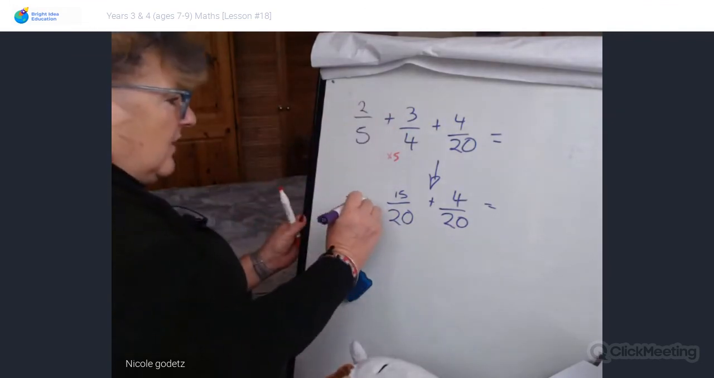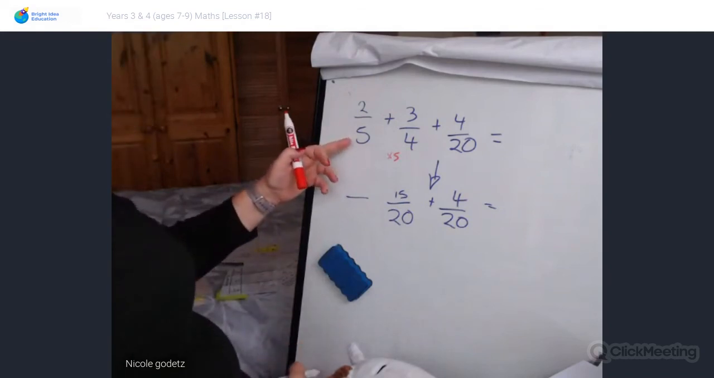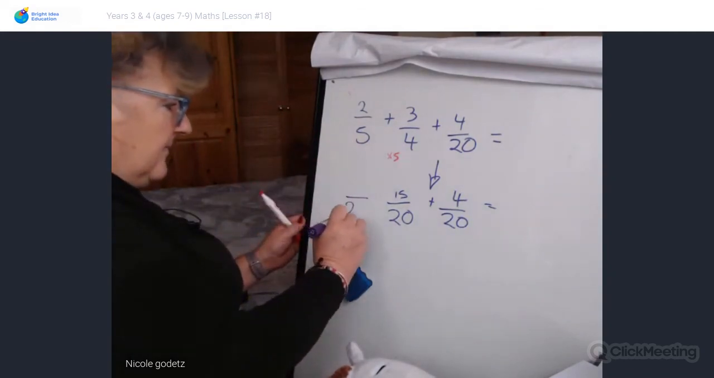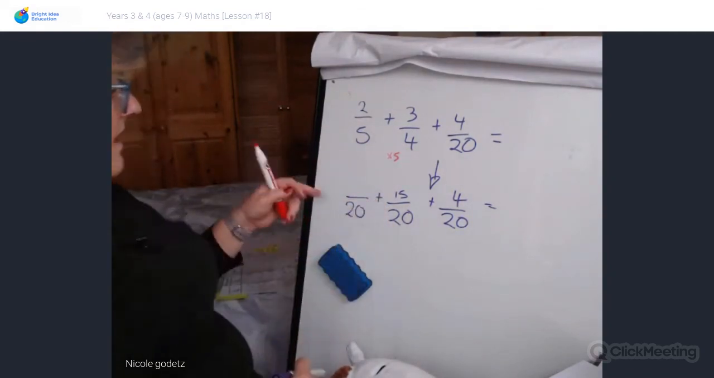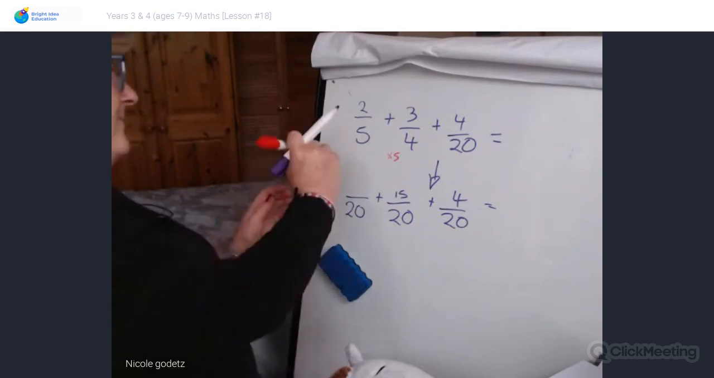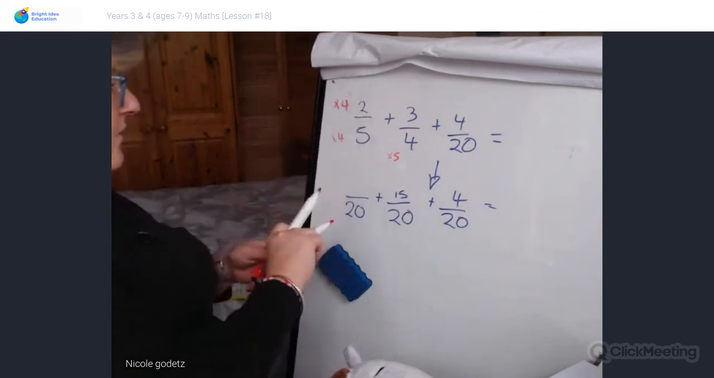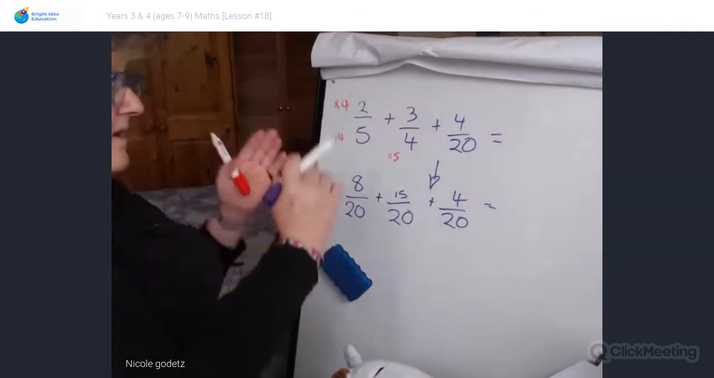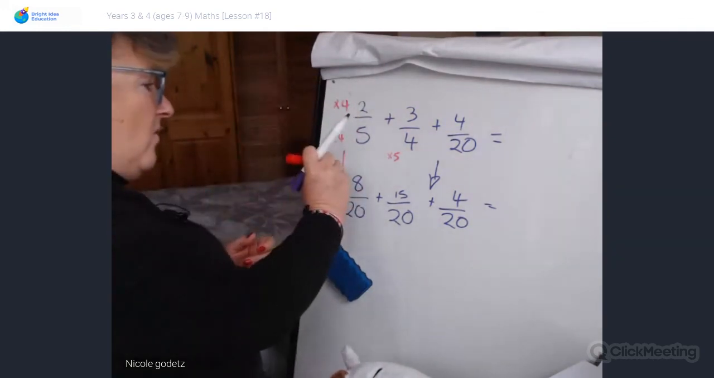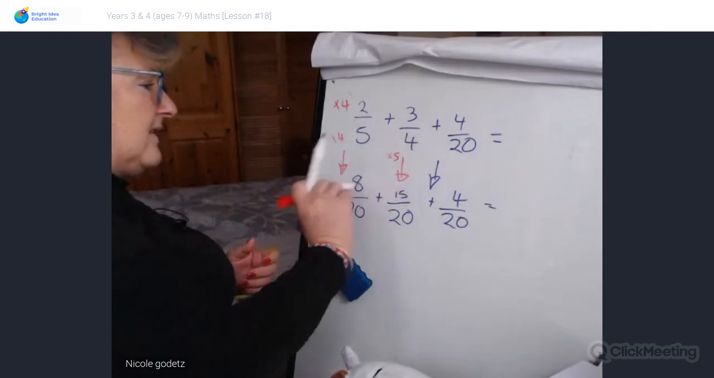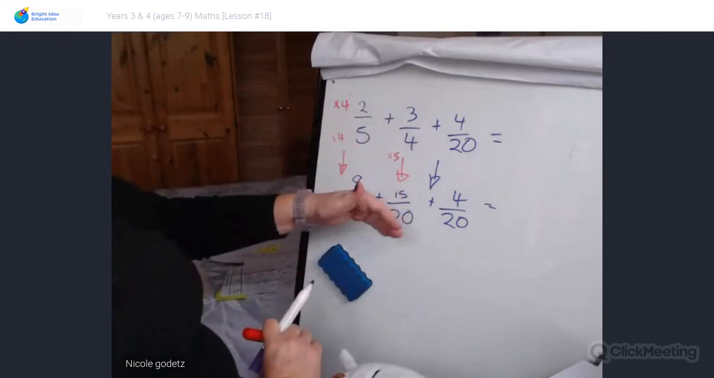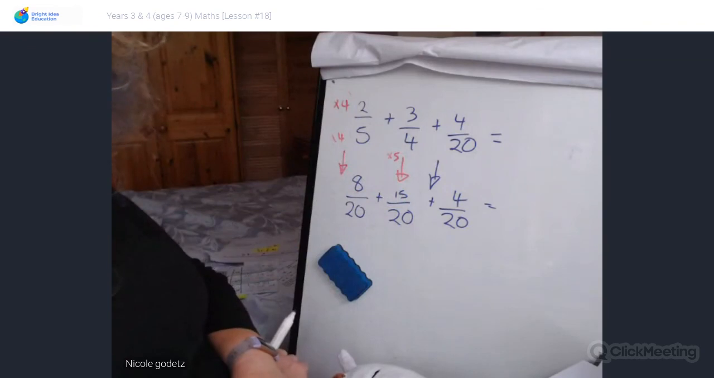Let's have a look. I've got to make my 5th to 20th. Well, 4 5s are 20. So I multiplied that by 4. I have to do the same to the top. 4 2s are 8. So I have now made them all into equivalent fractions having the denominator of 20.